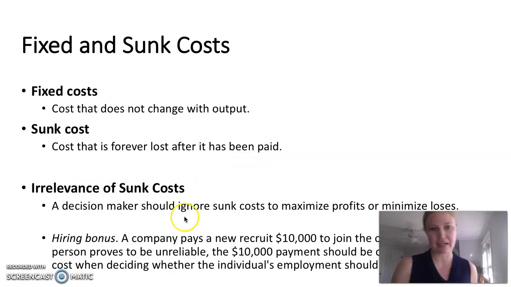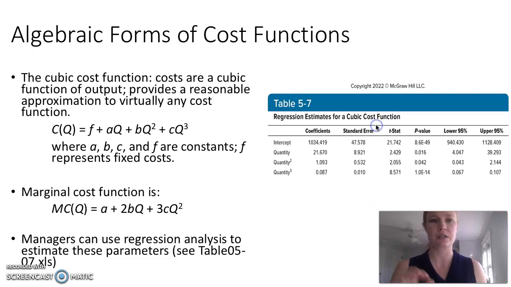But this example that I have is if a company pays a new recruit $10,000 to join the organization, if the person proves to be unreliable, the $10,000 payment is considered a sunk cost when deciding whether they should fire them. So I think I've mentioned McDonald's is paying a hiring bonus. So imagine the hiring bonus at McDonald's, they pay whatever it is, and then the person's just the worst worker ever. McDonald's shouldn't keep them. Well, I paid them, I should keep them. That's a sunk cost. Don't consider that. I have a few homework questions on sunk costs this week.